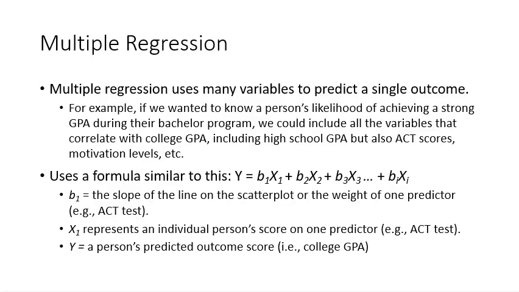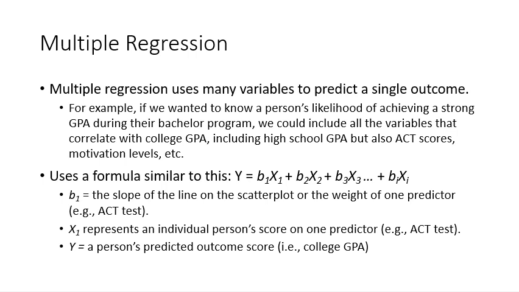So that was regression using just one predictor, but we also have multiple regression using many variables to predict a single outcome. So if we wanted to know a person's likelihood of achieving a strong GPA during their bachelor program, we can include all the variables that correlate with college GPA. Like we might include high school grade point average, we might include ACT scores, we might include motivation levels. There could be a number of variables that we could think of that might help us to predict someone's college grade point average. And why might we want to do this?